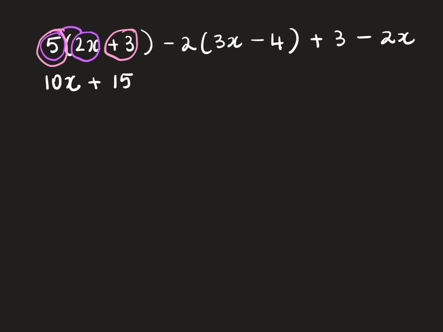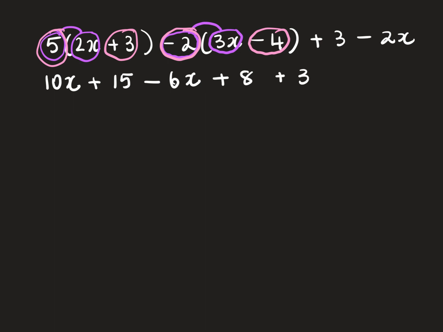Now, this is the trap for this next one here. It's negative 2 lots of 3x. Negative 2 lots of 3x. That is negative 6x. And then it's negative 2 lots of negative 4. Negative times negative is a positive, positive 8. And then I just write this rest of it down as it is, okay?